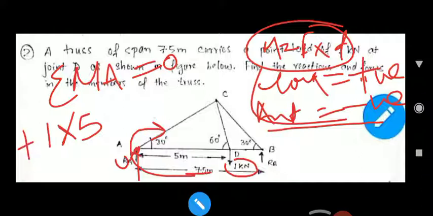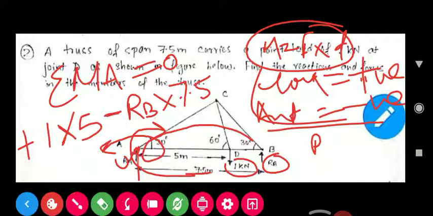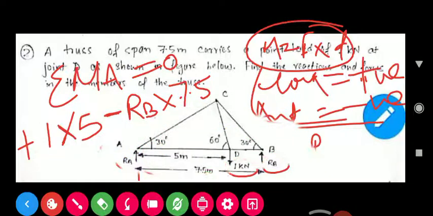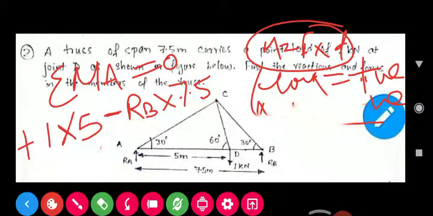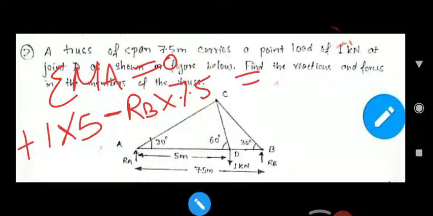1 into 5. The next force is RB, acting at B. It imposes a moment where force is RB and distance is 7.5 meters. And what is the nature of this moment? It is actually an anti-clockwise moment, so here we will deal with a minus sign. Okay, is it clear to everyone? Okay, is it fine? Is equal to 0.